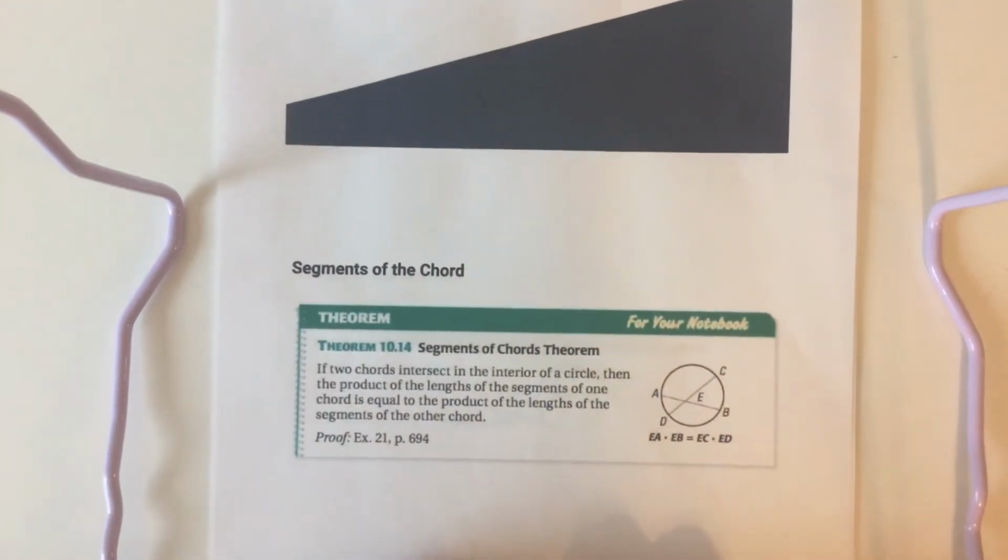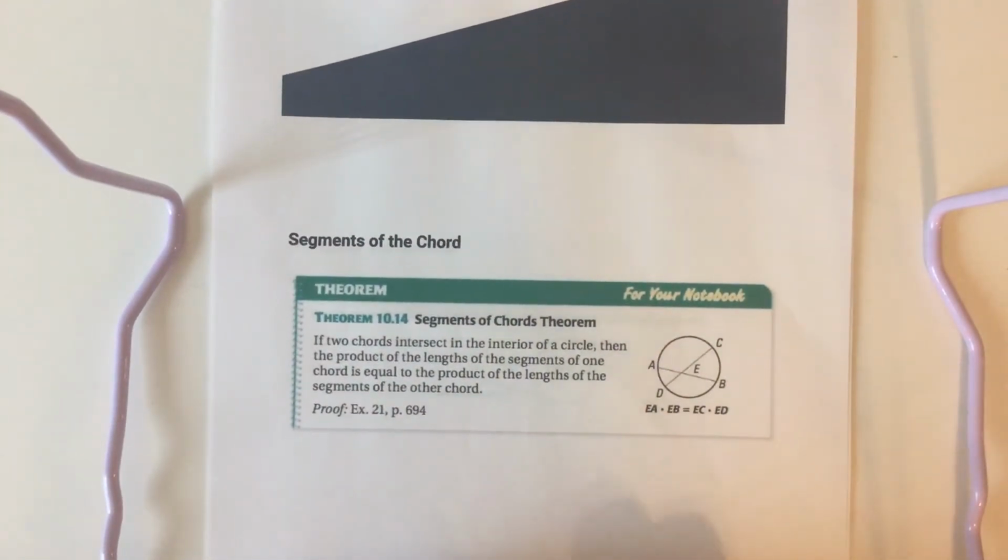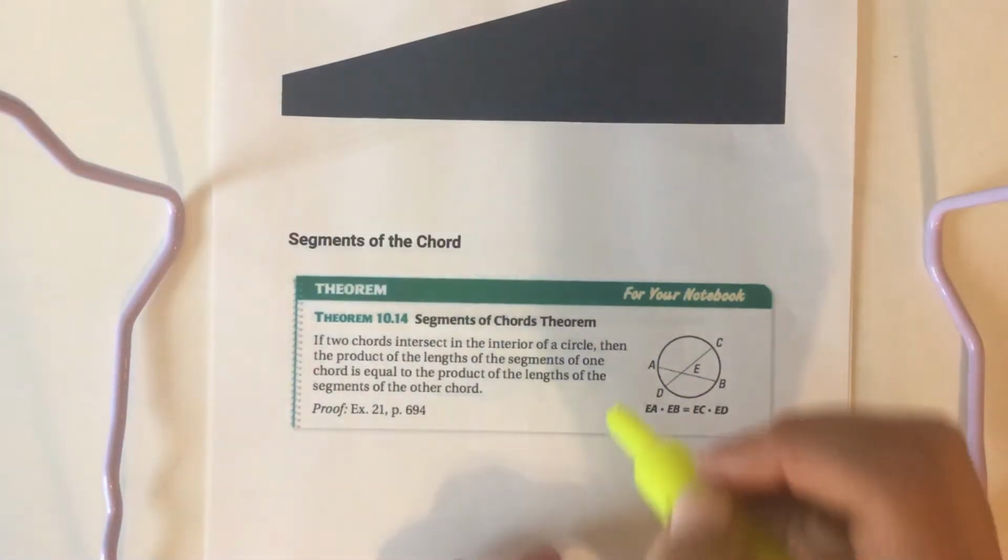So our first theorem is about segments of chords. And the theorem says if 2 chords intersect in the interior of a circle, then the product of the lengths of the segments of one chord is equal to the product of the lengths of the segments of another chord. That's a lot of words for basically saying it's a multiplication problem.